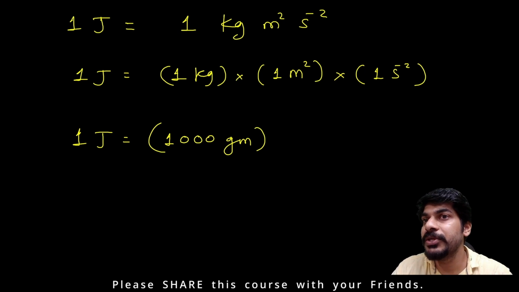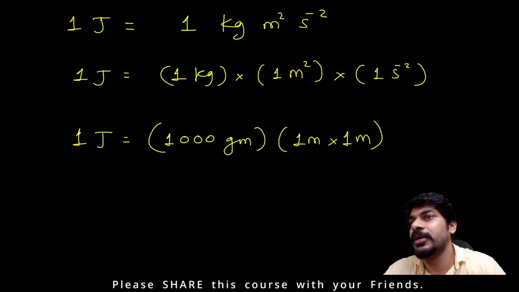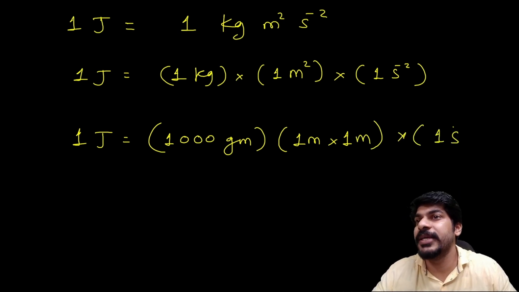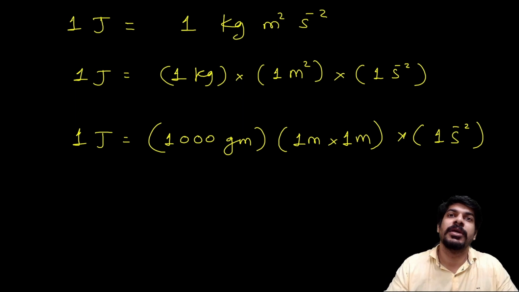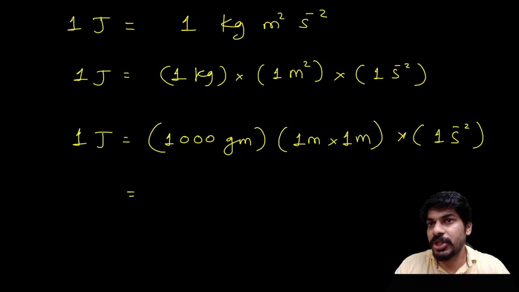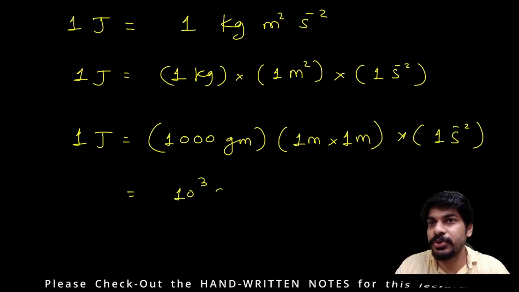Then 1 meter squared. How can we write this? We can write this as 1 meter into 1 meter. That will be 1 meter squared into 1 second to the power minus 2. Now let's write this. So this 1000 can be written as 10 raised to 3 gram.